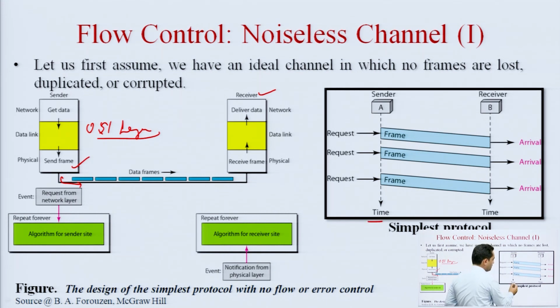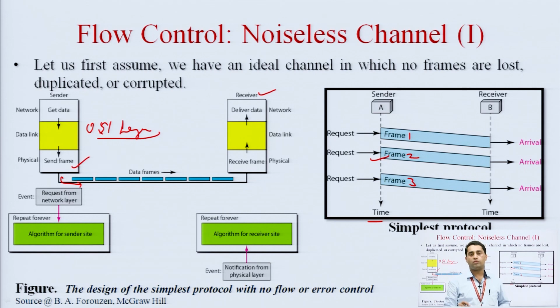This is a time axis. So, the first frame is ready and has arrived at the receiver end. After a specific amount of time, this is frame 1, frame 2 arrived, frame 3 arrived. This is the simplest approach.